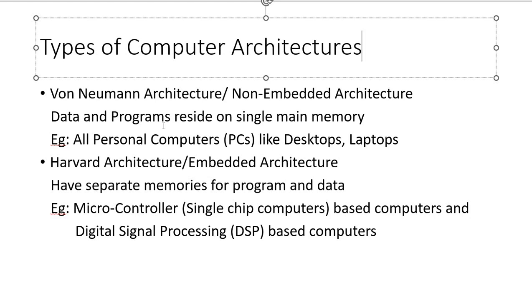This classification of computer architecture is purely based on how you organize your programs and data within the system, that is, within your memory. If you have only one main memory, it is von Neumann architecture or non-embedded architecture. If you use two separate memories, one for the program and one for the data, that is program memory and data memory, it is Harvard architecture, or what we call embedded architecture. The examples of embedded architectures are microcontrollers and digital signal processing based computers. In short, digital signal processing computers are DSP based computers. These two are the examples of Harvard architecture.